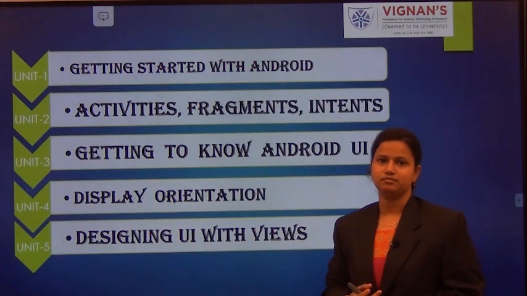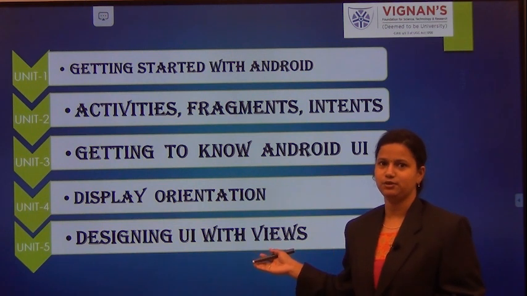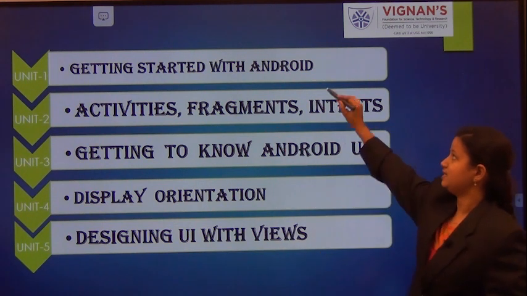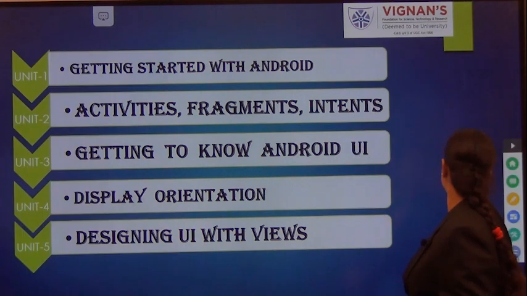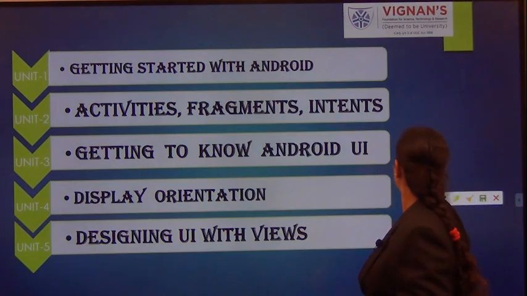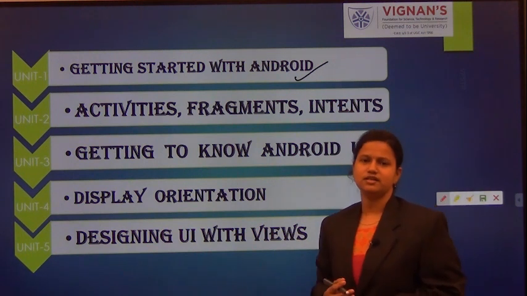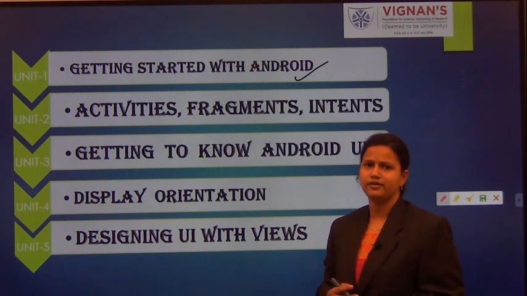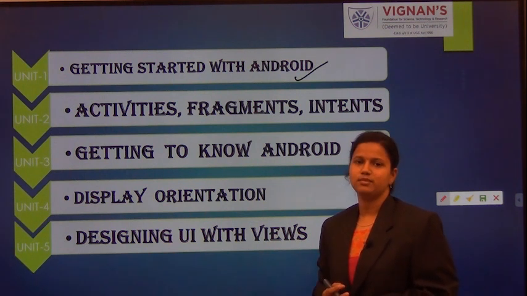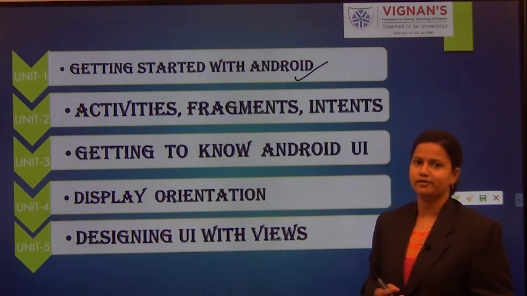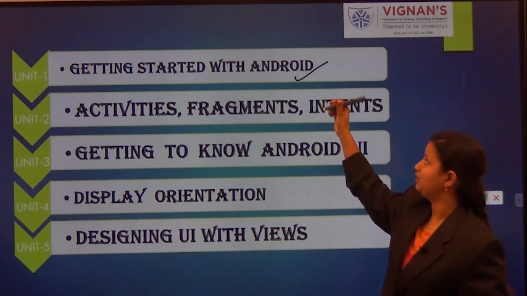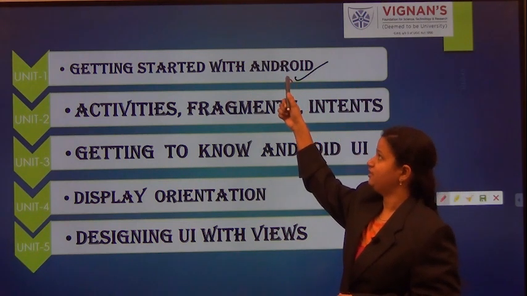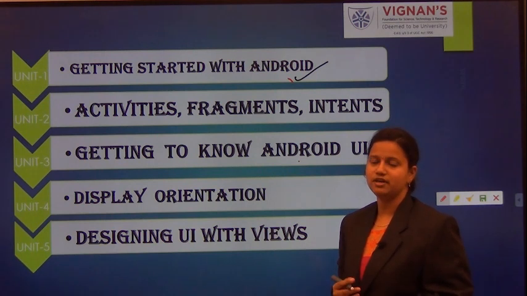So in this subject, I am introducing 5 different units. The first one is getting started with Android. What does getting started with Android mean? In this first unit, we learn only the basic concepts of Android. The basic concepts are that we have to know what Android is, what the different features of Android are, and what versions are available in Android. These are the basic concepts we cover regarding Android.